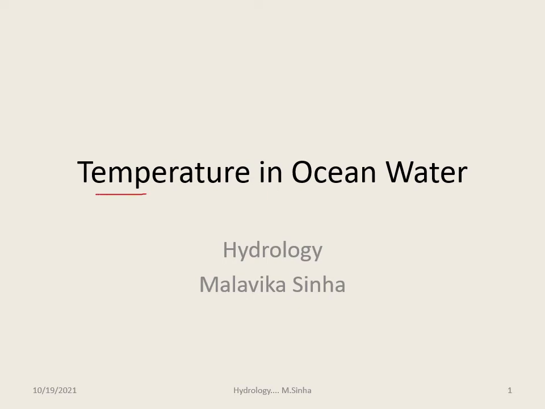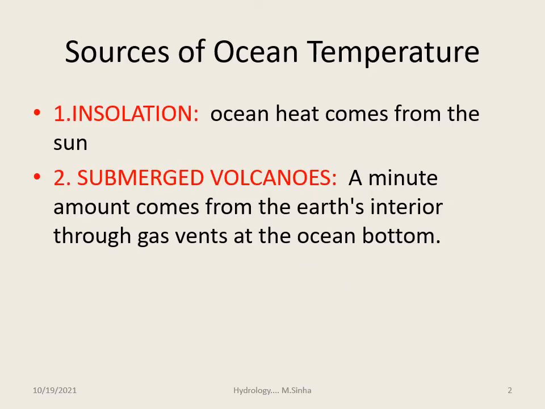Now the topic is temperature of ocean water. Sources of temperature of ocean water. The main source of temperature of ocean water is insolation, that is incoming solar radiation. The ocean gets energy or heat from the sun, and due to insolation the ocean surface receives EMR on the topmost layer of the ocean and gets energy and becomes warm.